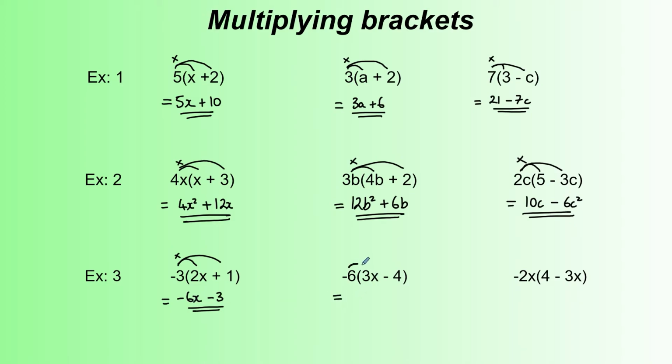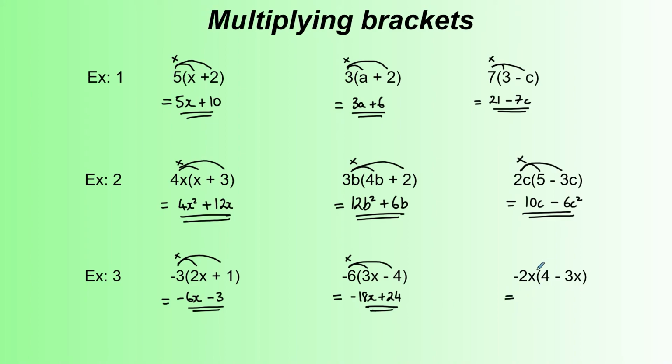Second example, same way. So I'm multiplying these two together. Negative 6 times 3x would be negative 18x. And then at the end, and being careful here, we're doing negative 6 times the negative 4 that's already there. And a negative times a negative gives you a positive. So that would be plus 24.